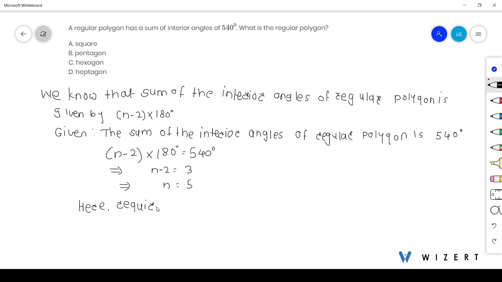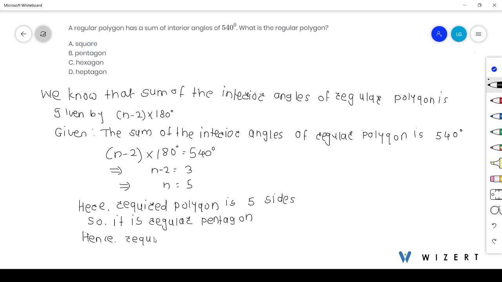Required polygon is 5-sided. So, it is a regular pentagon. Hence, the required polygon is a pentagon.